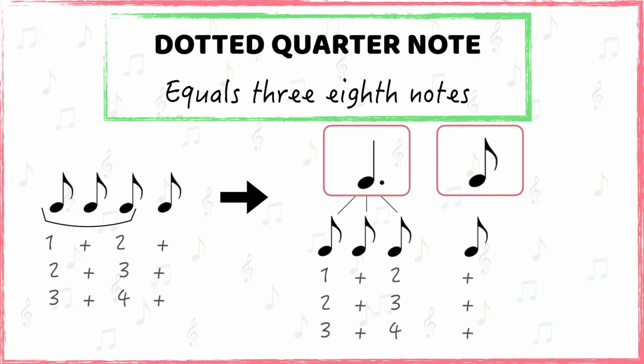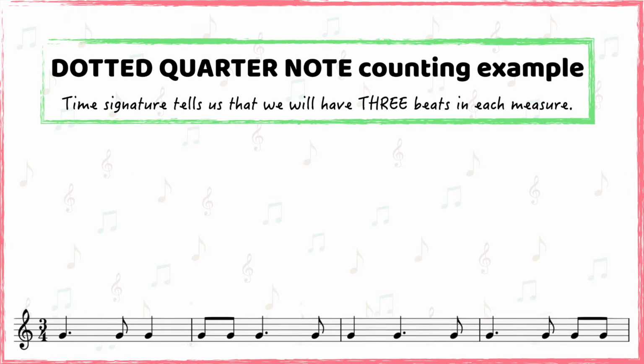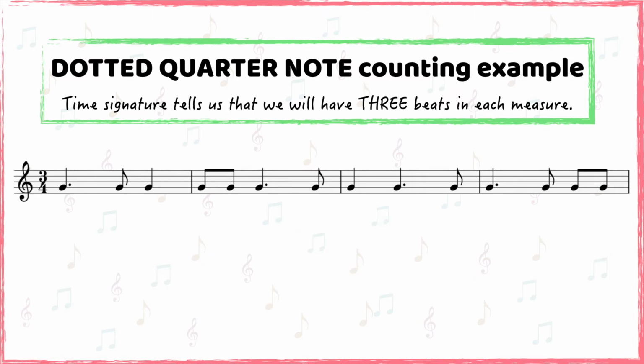To show that the first 3 notes are grouped together, we use a line underneath. Here is an example of a rhythm with dotted quarter notes. The time signature indicates that there are 3 beats in a measure. Therefore, we are using numbers 1, 2, and 3 to count. Counting will look like this.